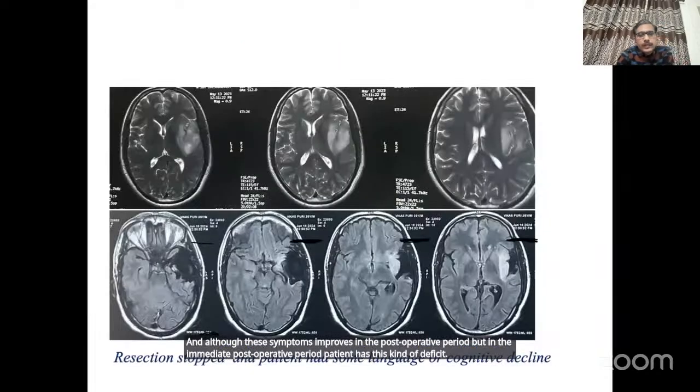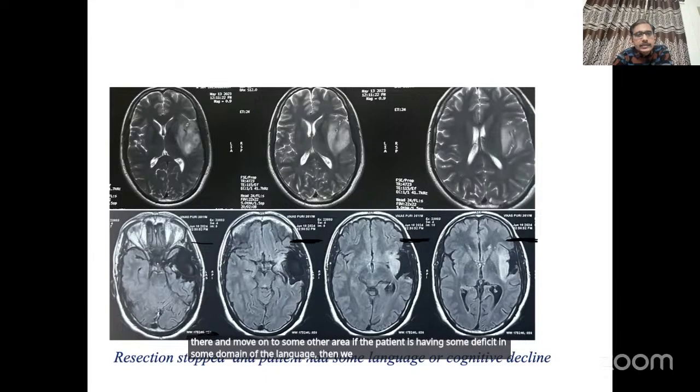Another category is when the patient develops some sort of deficit, like some language error. Then we stop immediately, and move on to some other area. If the patient has some deficit in some domain of language, then we stop.